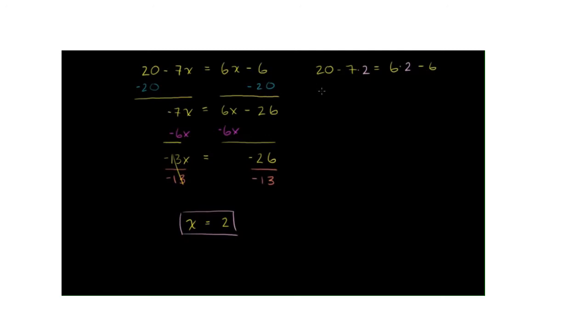So the left-hand side simplifies to 20 minus 7 times 2, which is 14. 20 minus 14 is 6. That's what the left-hand side simplifies to. The right-hand side, we have 6 times 2, which is 12, minus 6. 12 minus 6 is 6. So they are indeed equal, and we did indeed get the right answer.